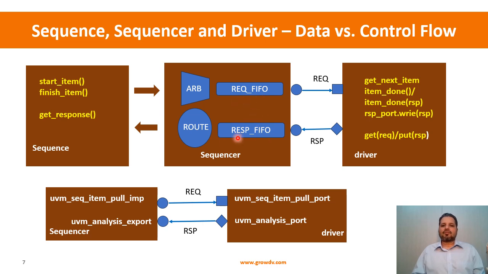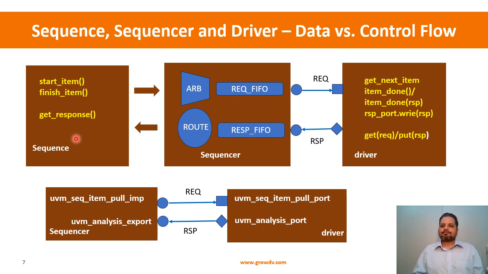So there is a request FIFO and there is a response FIFO, and on the request transmission side from the sequence to the driver there is an arbiter, and this arbiter is the one that arbitrates if there are multiple sequences running on the sequencer. And then there is a routing logic at the output of the response FIFO, and this route logic will be active when the sequence says get response to a specific type of a request, right?